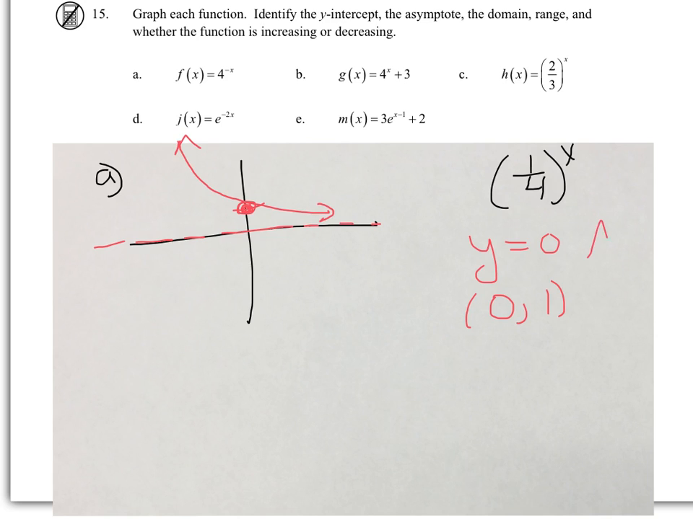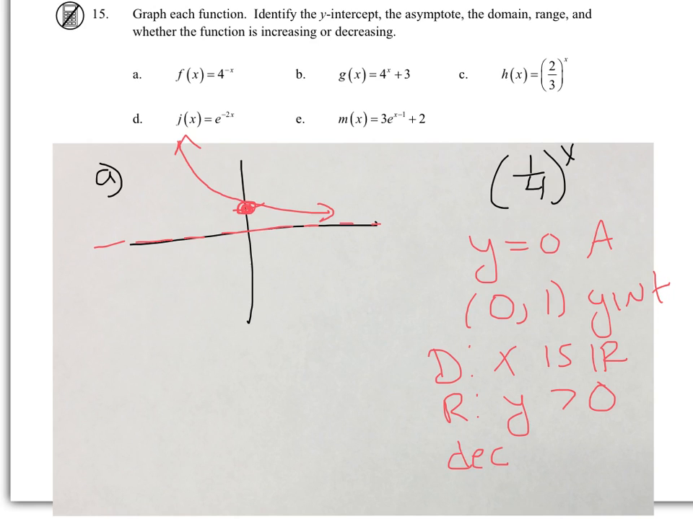So let's see, we have our asymptote. This is our y-intercept. Domain is all reals. Range is y is greater than 0. And it is decreasing.